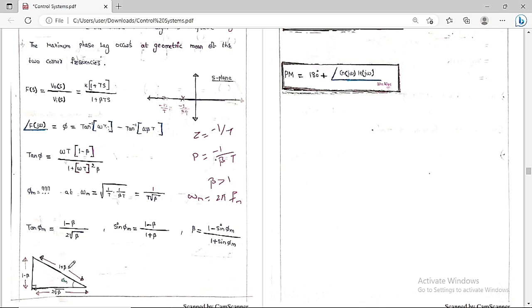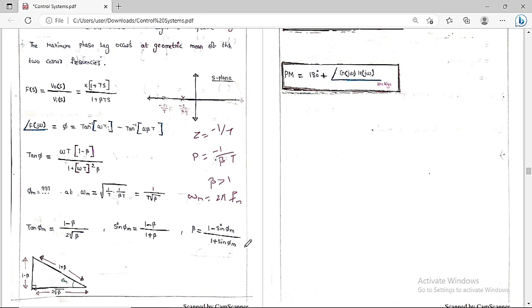So what is the hypotenuse? The hypotenuse length is equal to under root of (1 minus beta) whole square plus (2 under root of beta) whole square. If we simplify, this length is equal to 1 plus beta. So you can write in terms of sine also. Sine phi m is equal to (1 minus beta) by (1 plus beta), or you can write cos phi m, which is equal to 2 root beta by (1 plus beta). You can write anything, but always remember the standard format: sine phi m is equal to (1 minus beta) by (1 plus beta). If you write beta in terms of phi m and simplify, we are going to get beta is equal to (1 minus sine phi m) by (1 plus sine phi m). So this is all about this one.